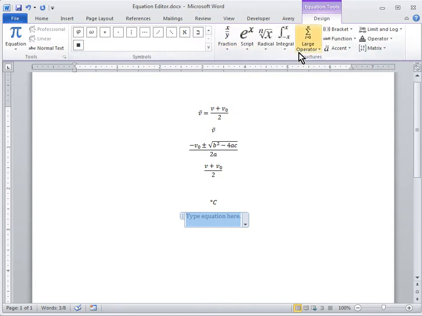Some other things. This is for integrals. We don't have any integral calculus. This is for summations. I don't think we do any of that particularly. We already talked about brackets. We haven't talked about this yet.